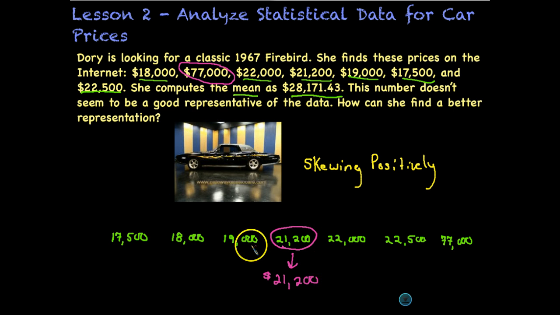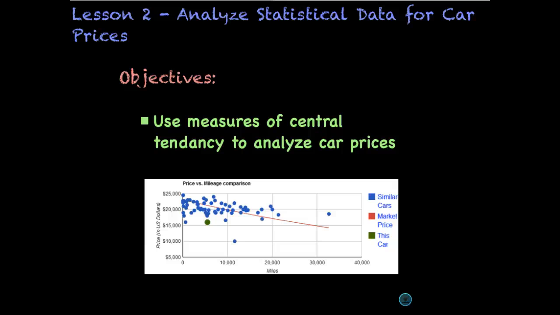Now if I look at the different car prices, 17, 18, 19, I've got a 22 and another 22, as well as the 21. I would say that the 21,200 is a better representation of our data than the 28,171. So always consider the median when we have an outlier that can affect and impact our mean. This concludes our lesson today on statistical measures for car prices. So hopefully right now you are able to use the mean and the median, consider outliers to help you to analyze car prices.